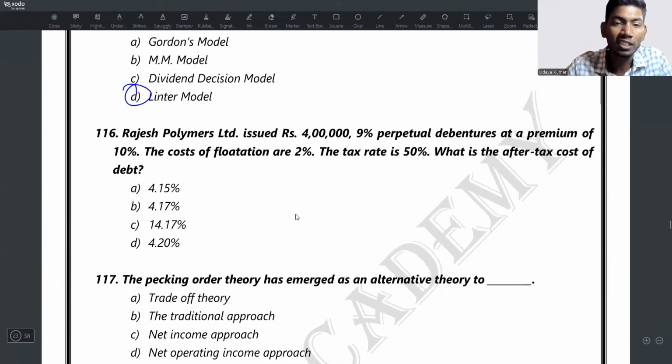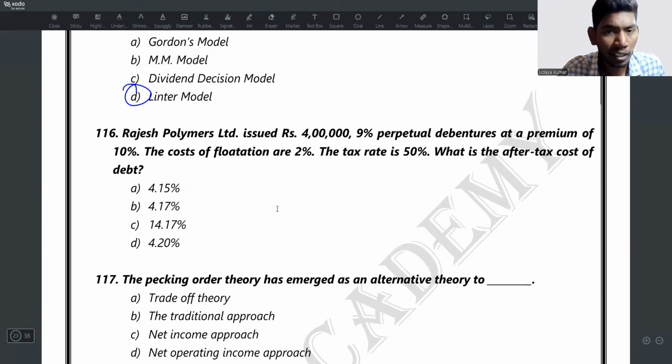So moving to question number 116. Rogers Polymers Limited issued rupees 4 lakh 9% perpetual debentures at a premium of 10%. The cost of flotation is 2%. The tax rate is 50%. What is the after tax cost of debt? It's quite easy. You must use the formula again.